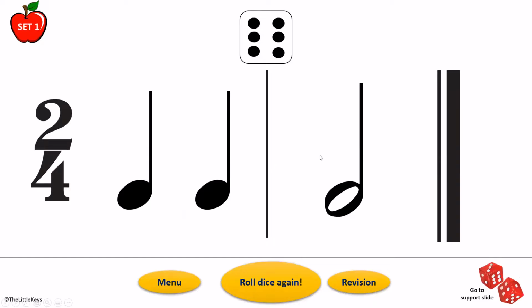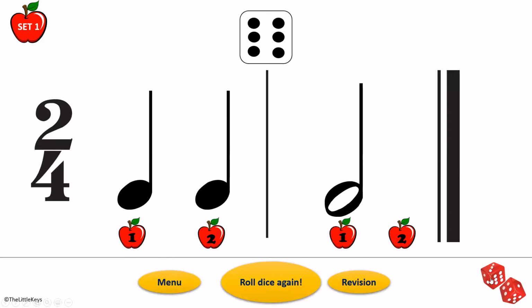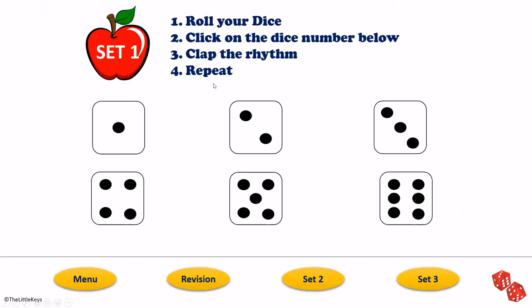If we need some help, again, we can go to the support slide at the bottom and it will show us how to divide those beats. And here we go again, roll a dice. Once we are done with all 6 patterns here in set 1, or if you wish to switch earlier, we can always go to set 2 or set 3. So here we have 18 different 2-bar rhythm patterns that students can practice with.